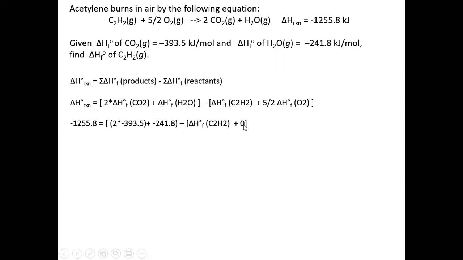So when we work this out, the good news is that the heat of formation of O2 gas is 0, so that just drops out, and we get this expression. So now what we want to do is move the heat of formation over to the left and move this negative 1255.8 over to the right, and we get the heat of formation of acetylene is 227 kilojoules per mole. And this is for acetylene gas. Now, if you had acetylene liquid, for example, it would have a different heat of formation.